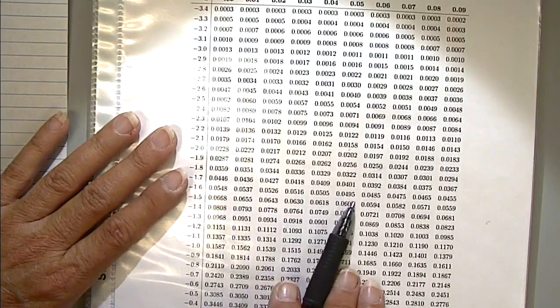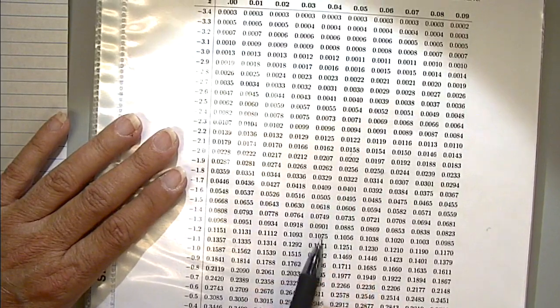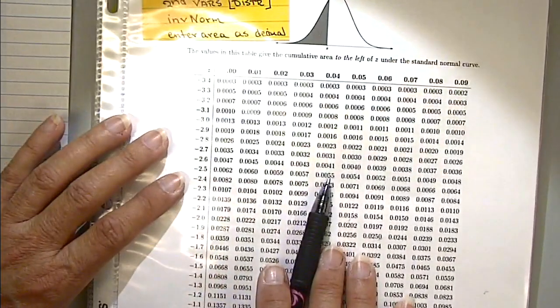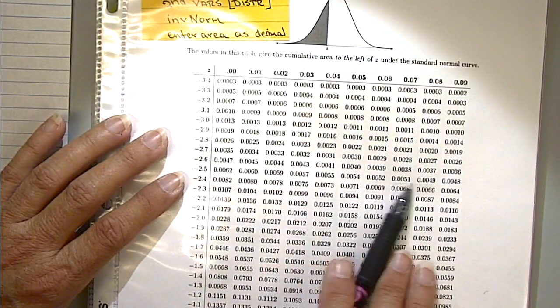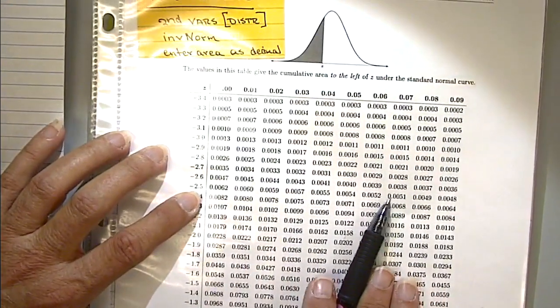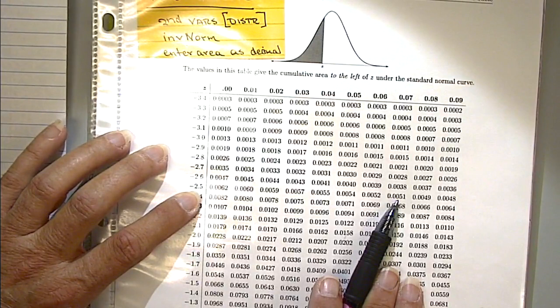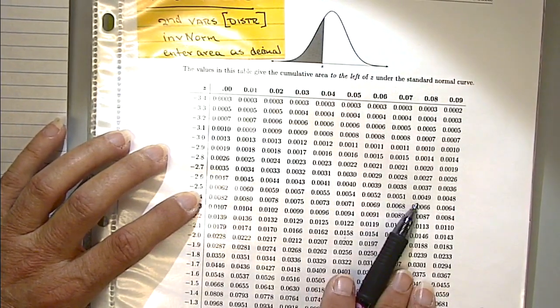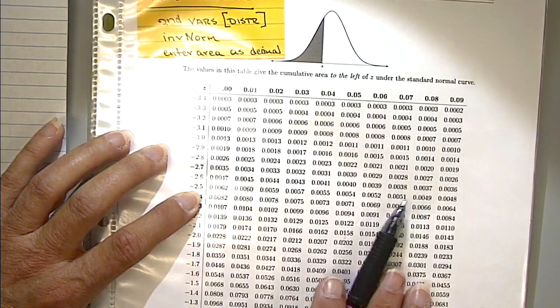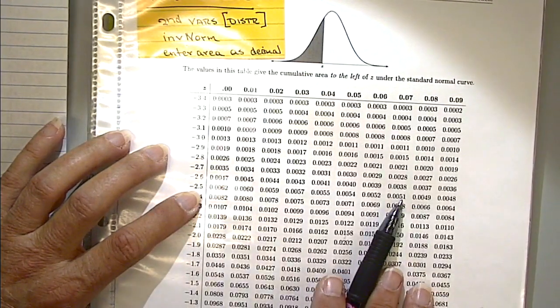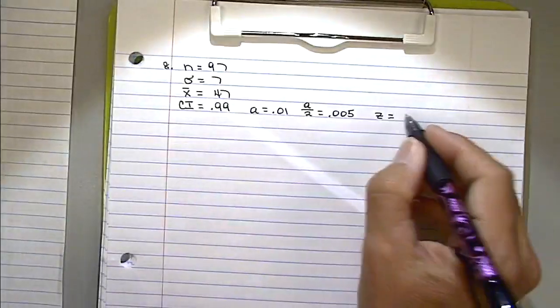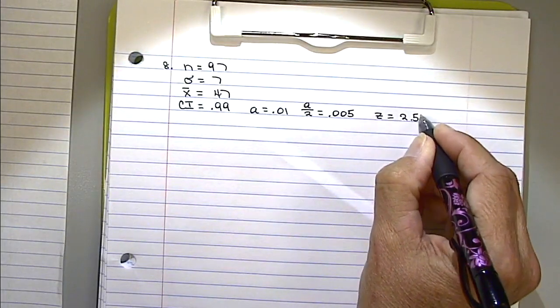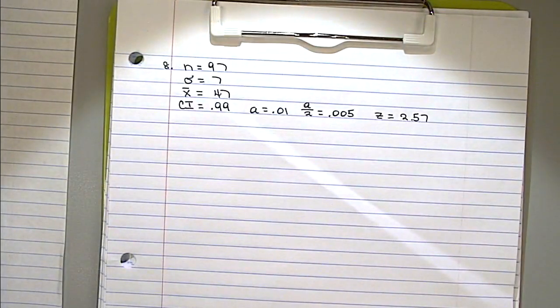0.005. I don't find it. Where is 0.005? 0.005 up here. 0.05149 is right here. I could call that 2.57, or I could call that 2.58, or I could go halfway in between them, and you'll be okay either way, either of those choices, okay? So I'm going to kind of go with 2.57 is my Z-score, okay?